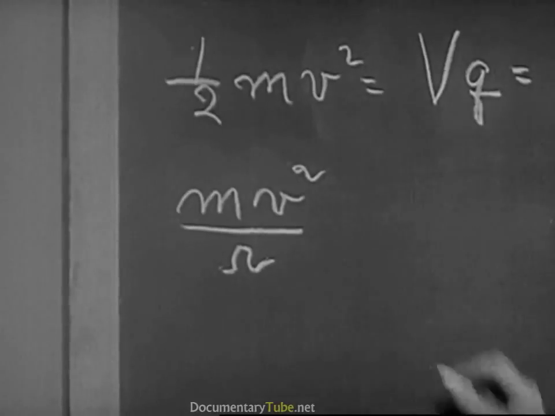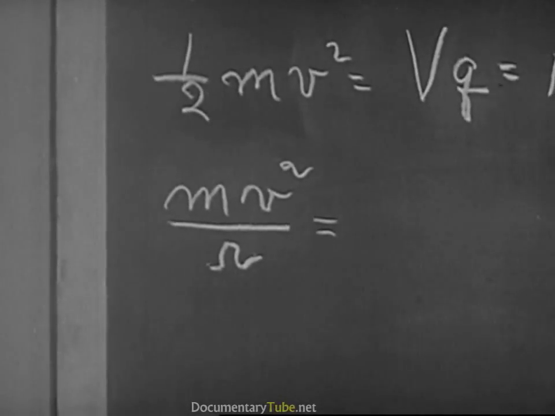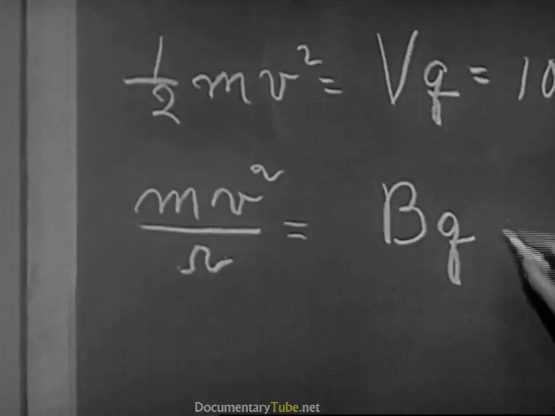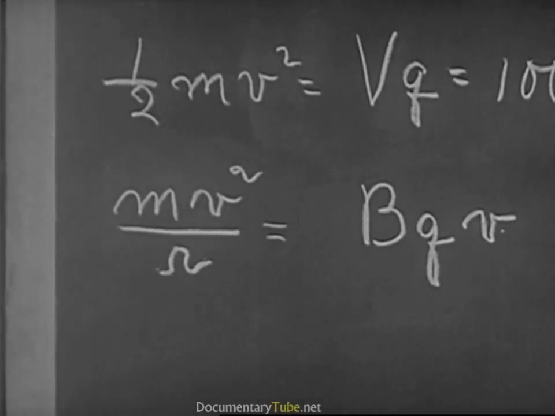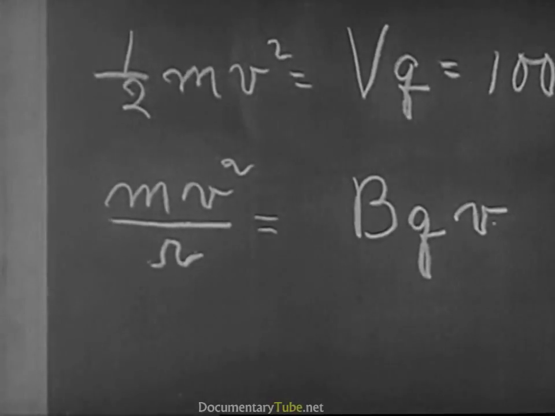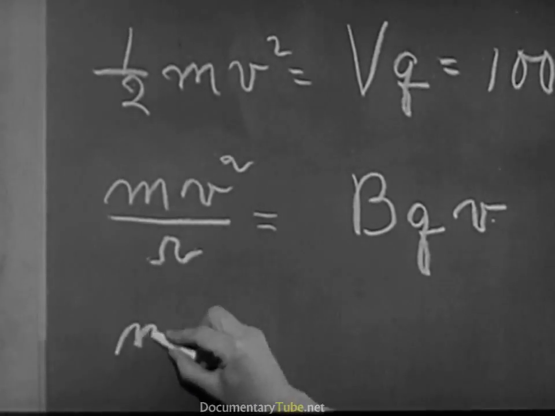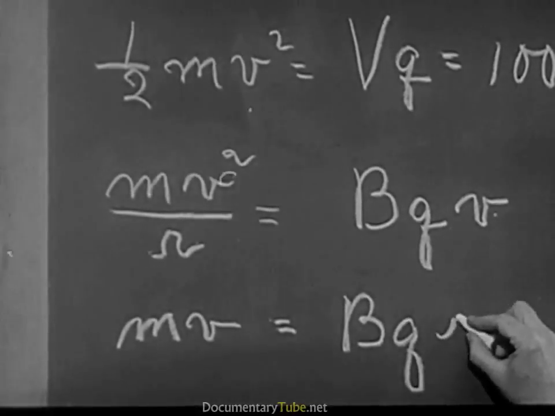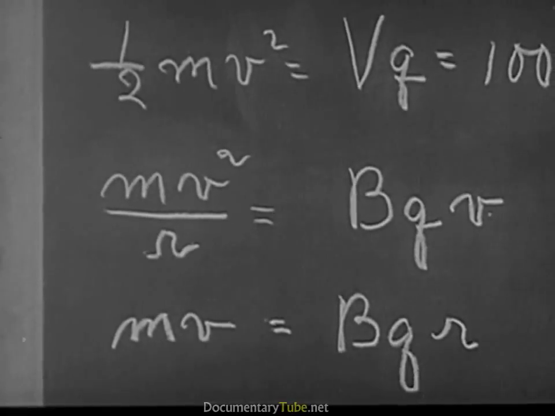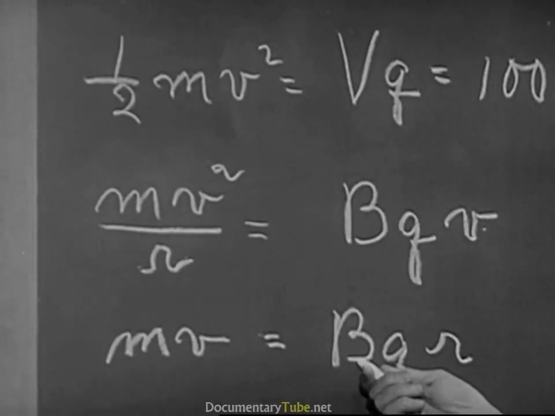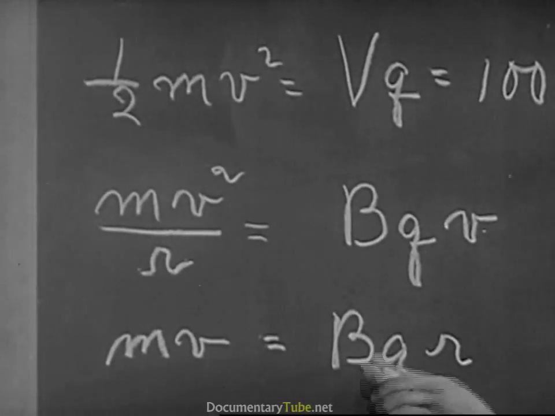This force that keeps the electrons moving in a circular path of radius r is equal to the field times the charge times the velocity of the moving electrons. Since v occurs on both sides of this equation, we can write this more simply in terms of momentum. And we have quantities now that we can measure. We can measure B, the field, by reading the current and using our calibration curve.